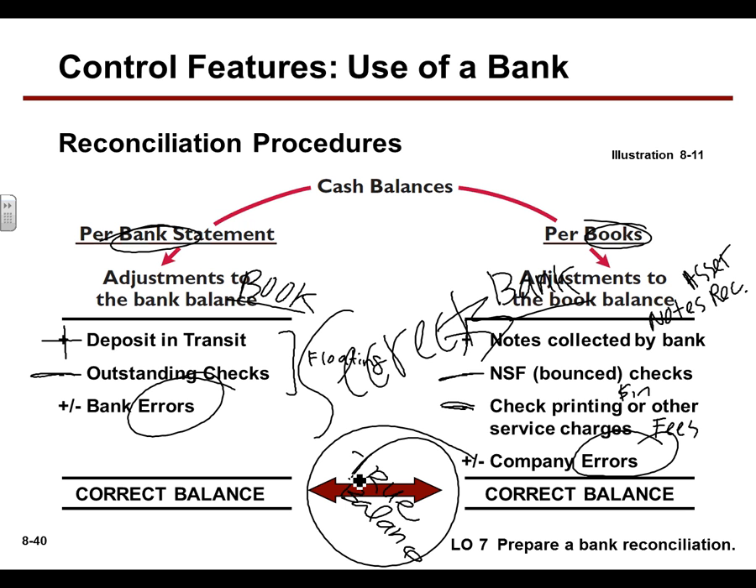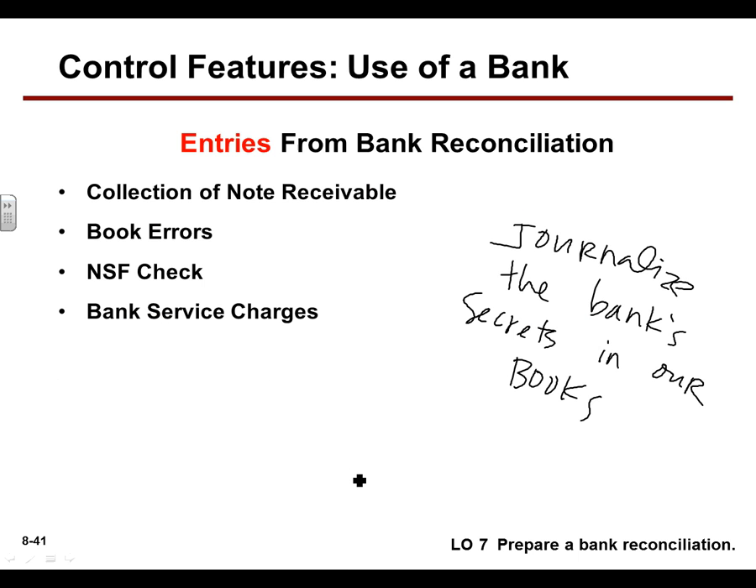In each camp, we're basically telling the secrets of the other camp to get everyone up to speed with what's going on, okay? As we just talked about, we'll do this again probably twice tomorrow. But what we need to do is add journal entries that the bank has been keeping a secret from us in our own books. There's 4 basic ones.